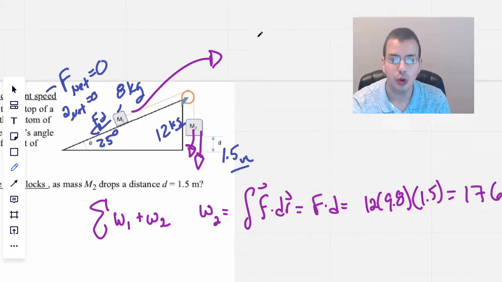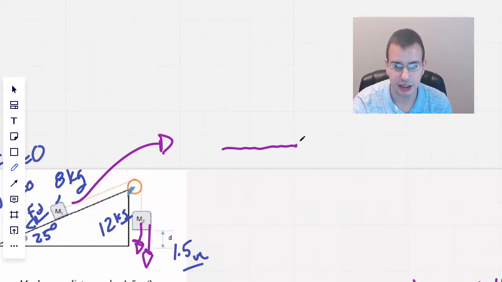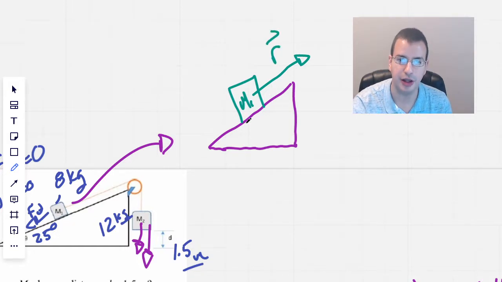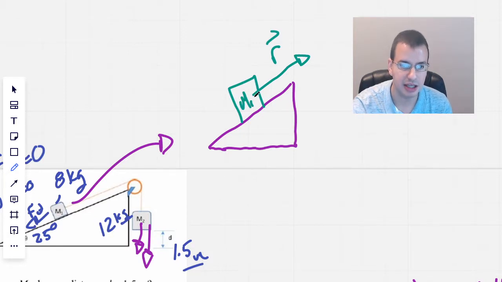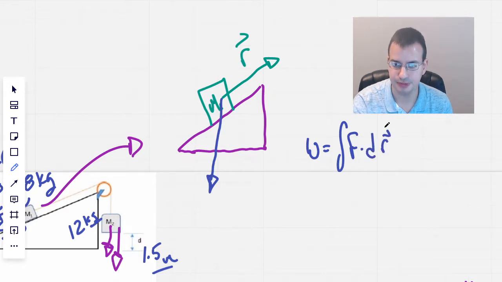I'm going to draw another picture up here with a triangle, like so. This will be M1, and motion is this direction. I'm going to call that r. But gravity is this direction. So we have work equals the integral of F dot dr.